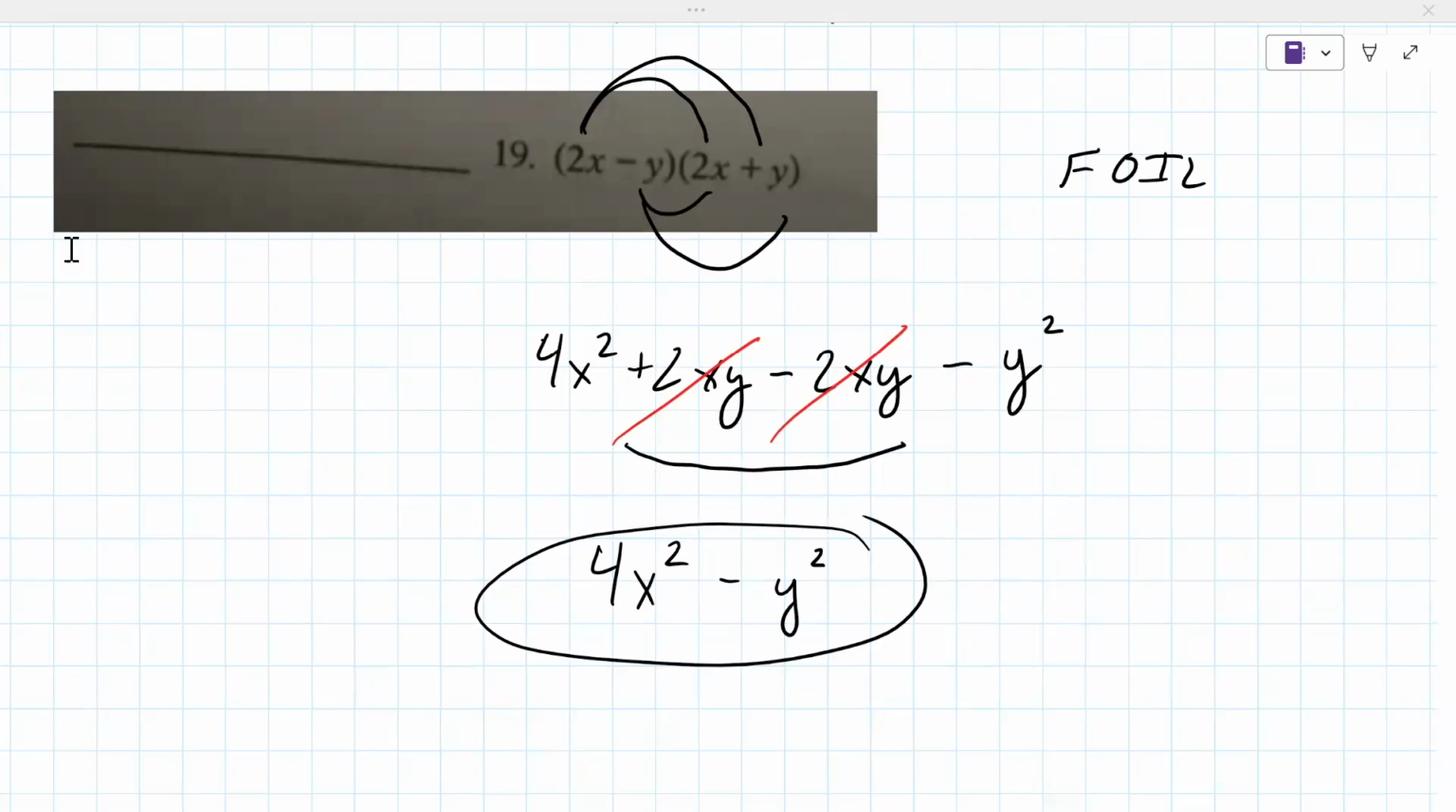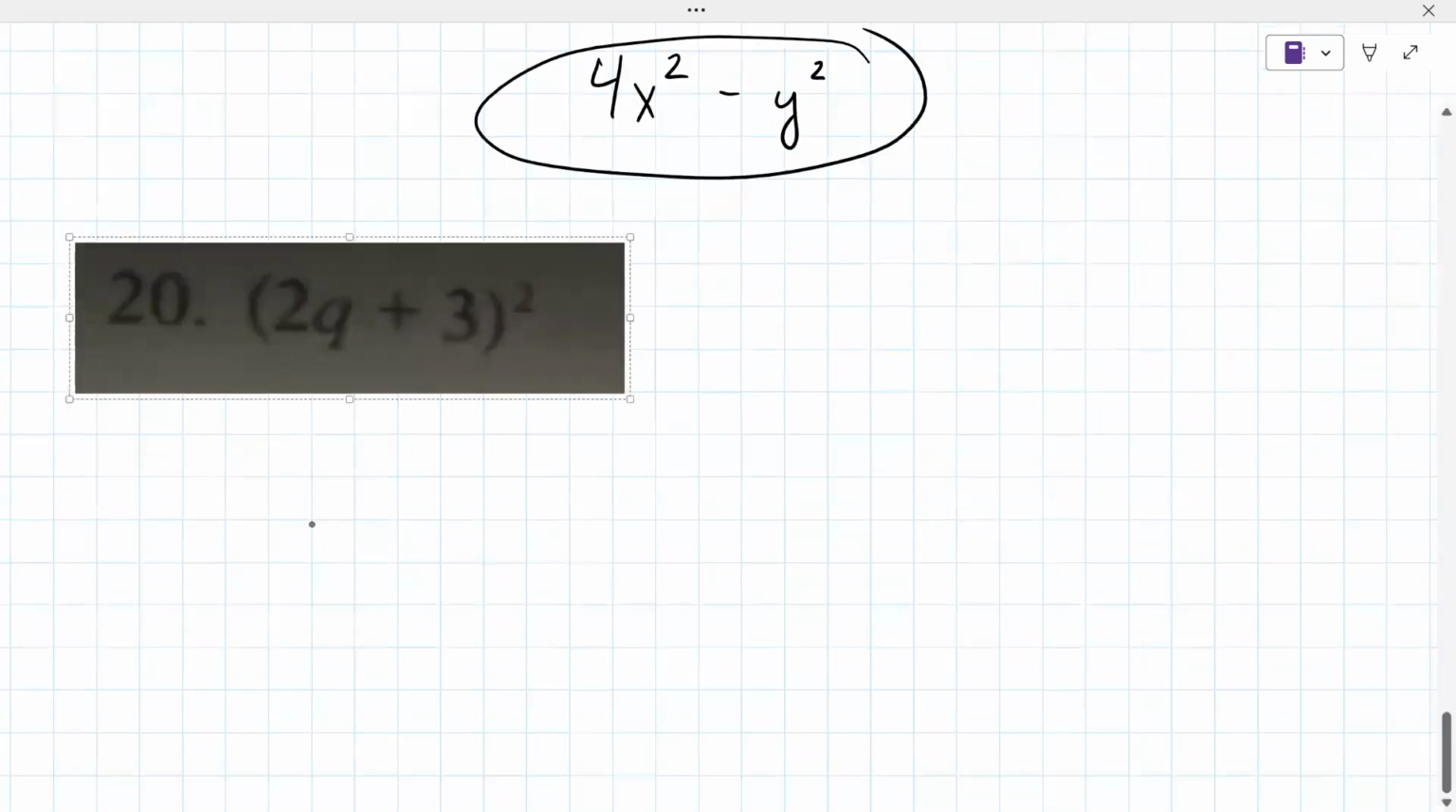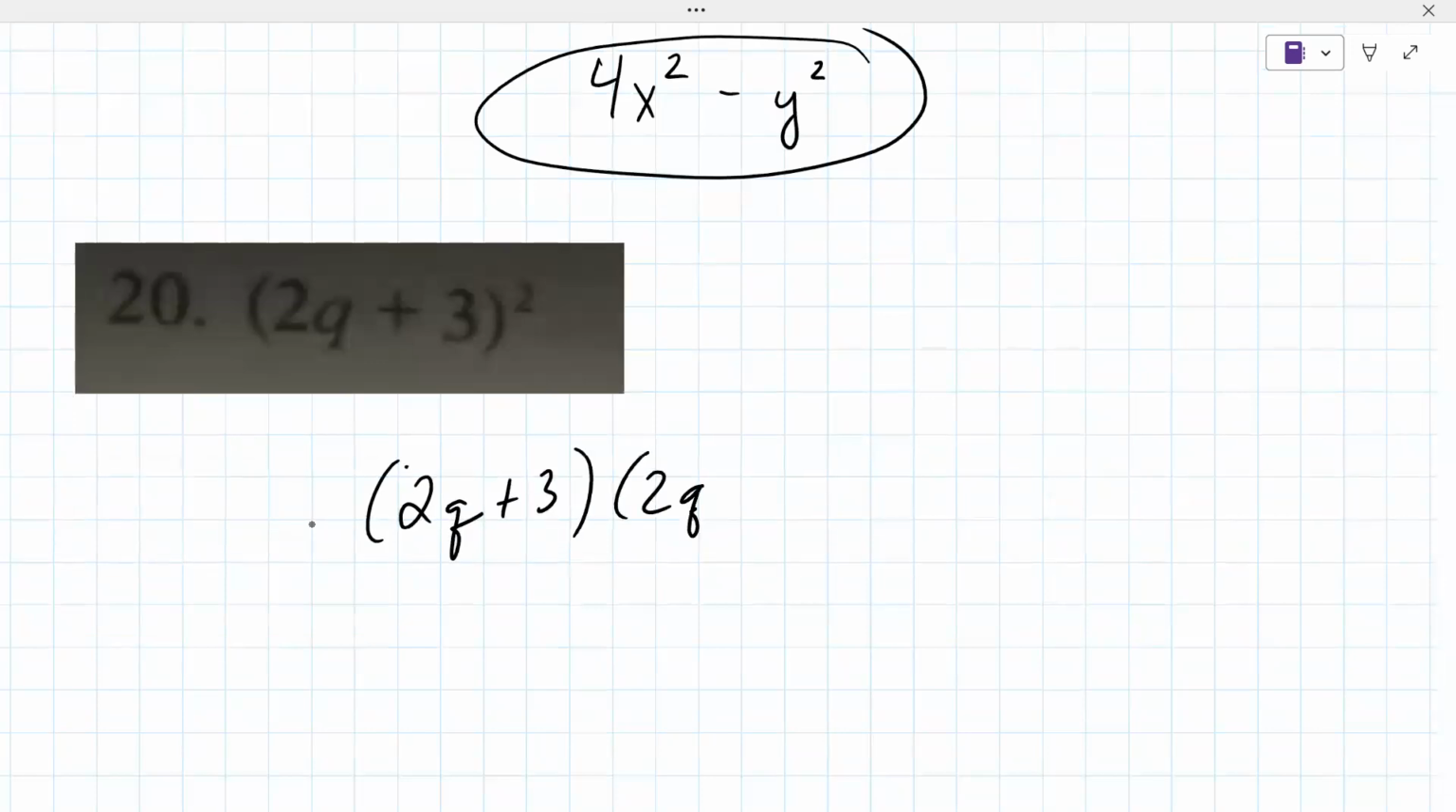All right, so number 20 is a lot like the one we just did. It's just written in a different format. It's actually 2q plus 3 times 2q plus 3. So go ahead and FOIL this one as well.